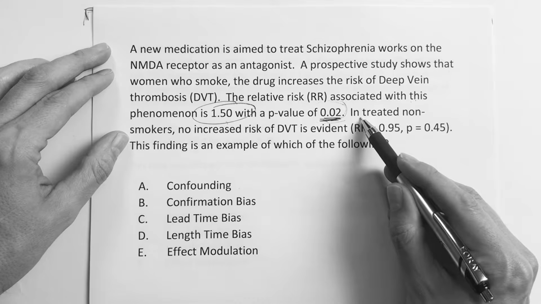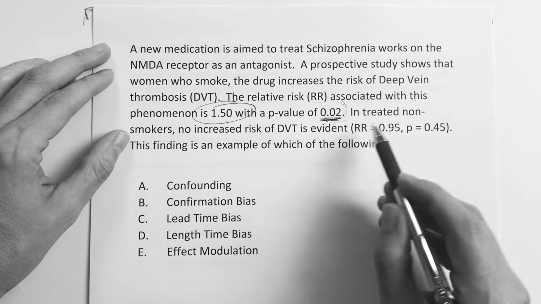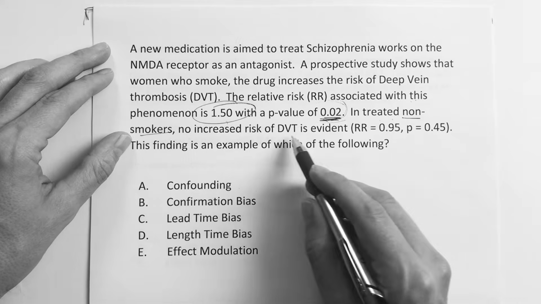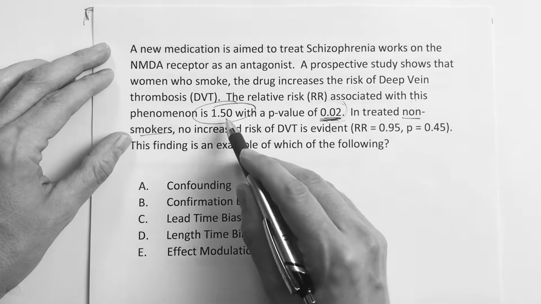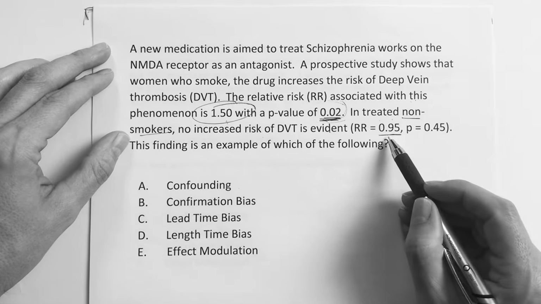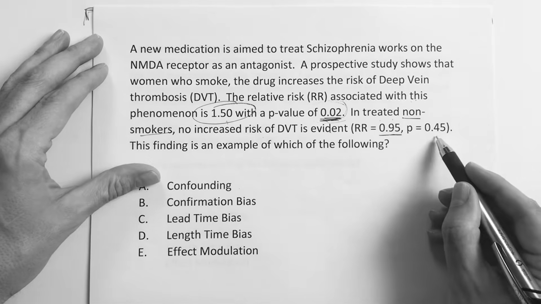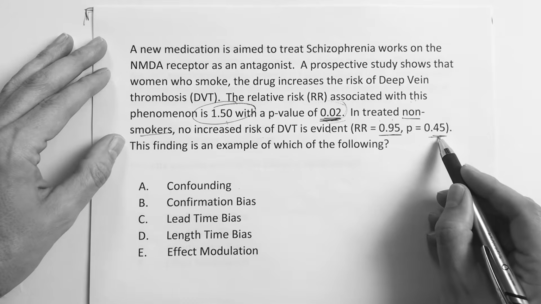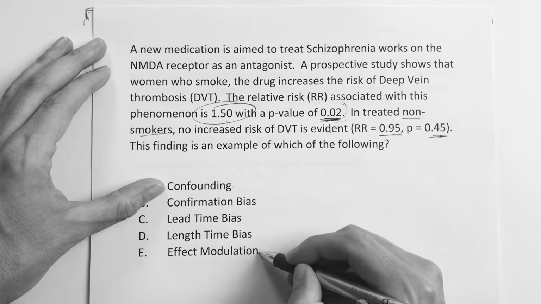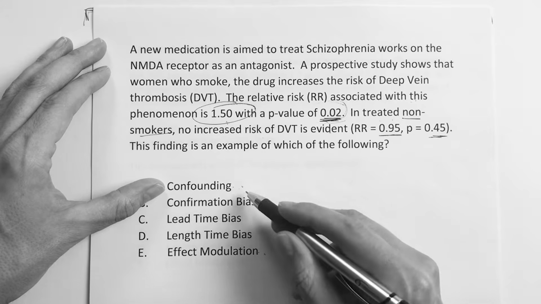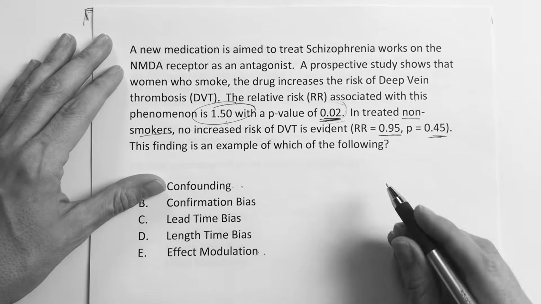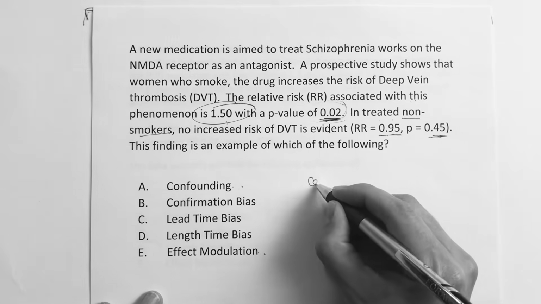But then when they said, look, if we look at treated non-smokers of this, then everything went different, right? It went from 1.5 almost to reverse, because if it's less than 1, then it's almost like a reduction. But the p-value pretty much stinks. It's way too big. But when you see confounding and effect modulation in the answer choices, you know they're probably leaning in that direction. But you've got to know the difference between the two right out of the gate.